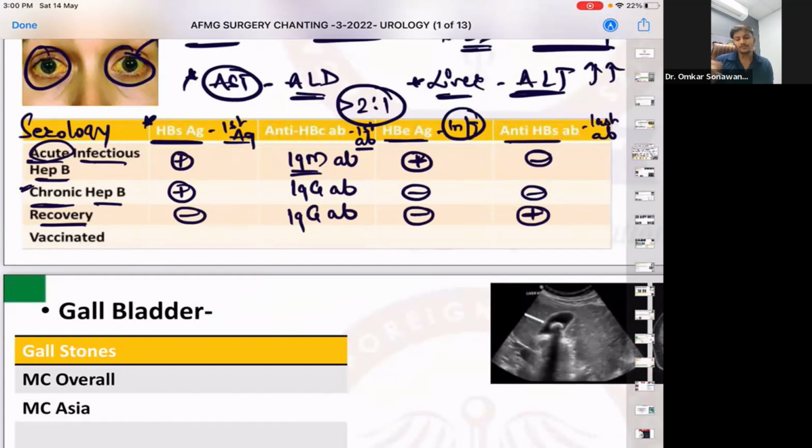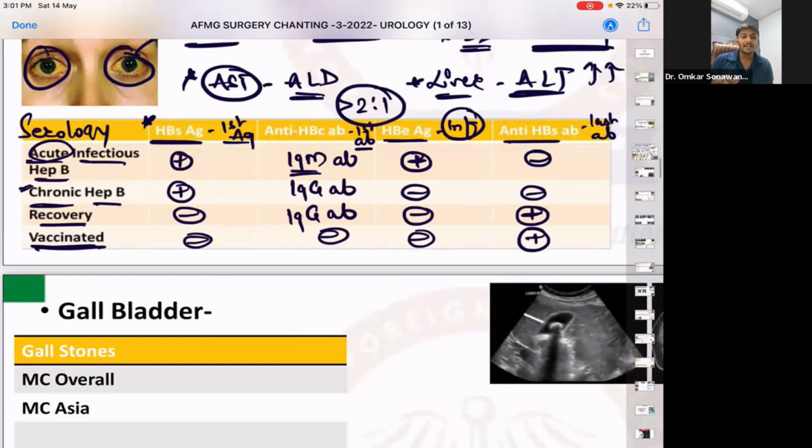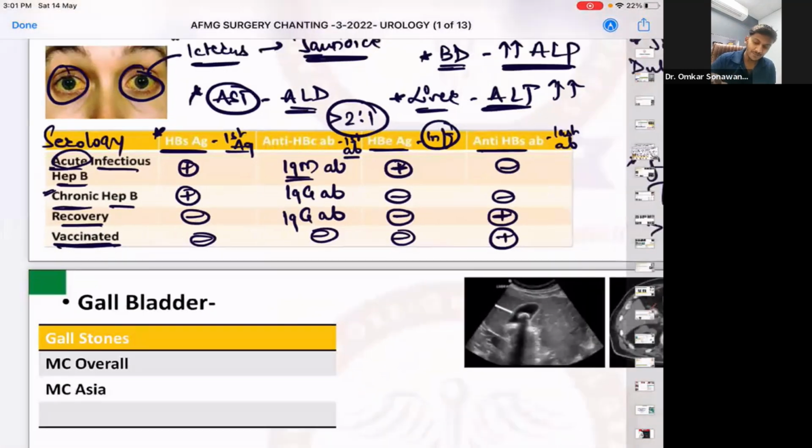And which of the following serological markers would be positive in a vaccinated individual? Like you and me, we are vaccinated against hepatitis B. So which serological marker would be positive in us? As I told you already, it is the anti-HBS antibody. Rest all would be negative.